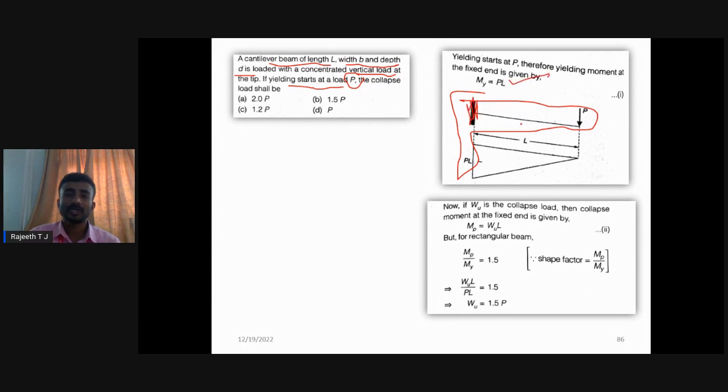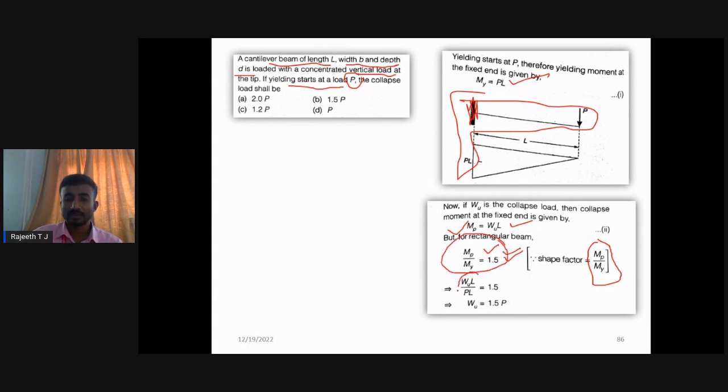So we know the maximum bending moment will be P into L. Now if you go for MP, the plastic moment capacity, the value will be from the collapse load. So for plastic capacity, we should always consider the collapse load W into L. Now we know the shape factor is MP by My. For a rectangle, this is the standard value 1.5.